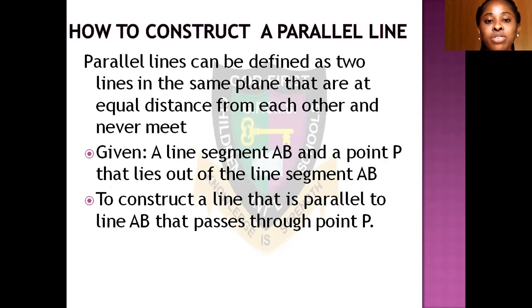So now, first of all, we'll be discussing how to construct a parallel line. Parallel lines are lines with the same distance apart, but they can never meet. We want to construct a parallel line, given a line segment AB and a point P that lies outside of the line segment AB. So we want to construct a parallel line passing through point P.